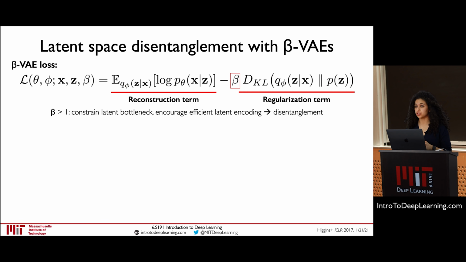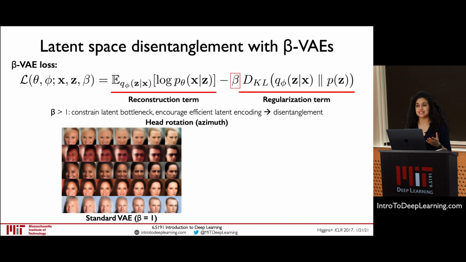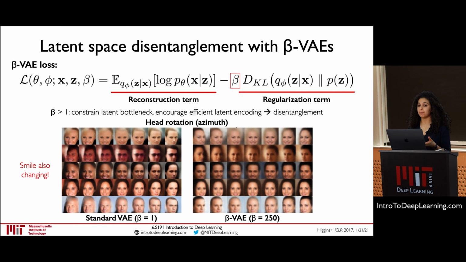But to consider the results, let's again consider the problem of face reconstruction, where using a standard VAE, if we consider the latent variable of head pose or rotation, in this case where beta equals 1, what you can hopefully appreciate is that as the face pose is changing, the smile of some of these faces is also changing. In contrast, by enforcing a beta much larger than 1, the smile remains relatively constant while we can perturb this single latent variable of the head rotation and achieve perturbations with respect to head rotation alone.